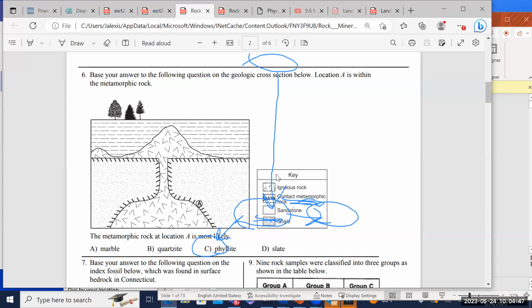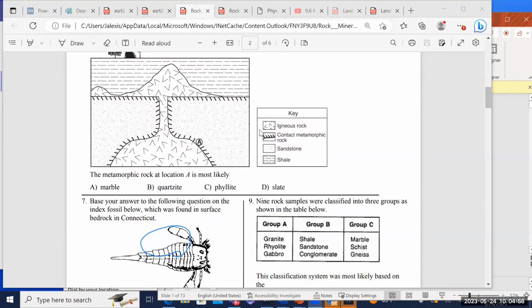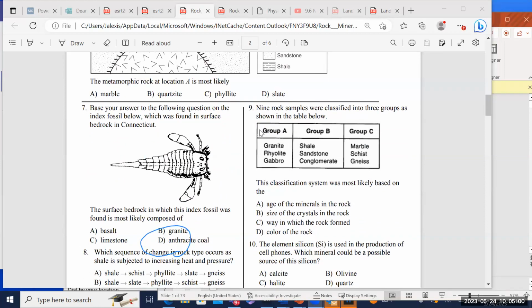Let me just clear it up. We're looking at choice B for our answer. Number 7. Let's take a look at number 7 now. Number 7 says, base your answer to the following question on the index fossil below, which was found in surface bedrock in Connecticut. The surface bedrock in which this index fossil was found is most likely composed of what?